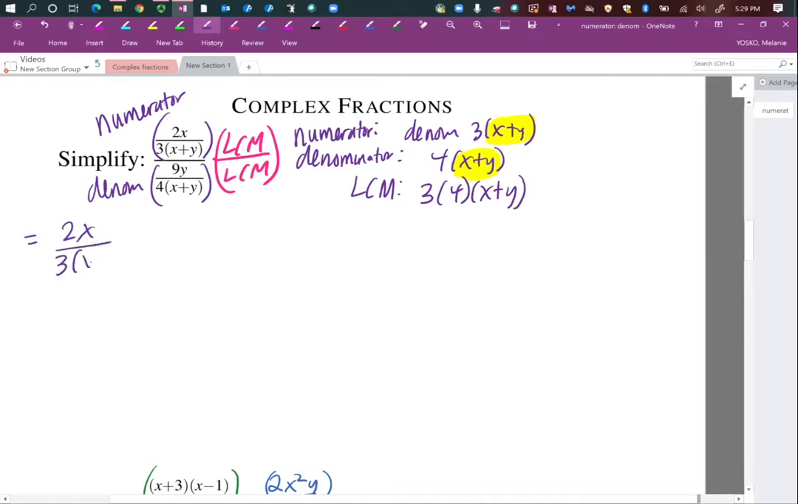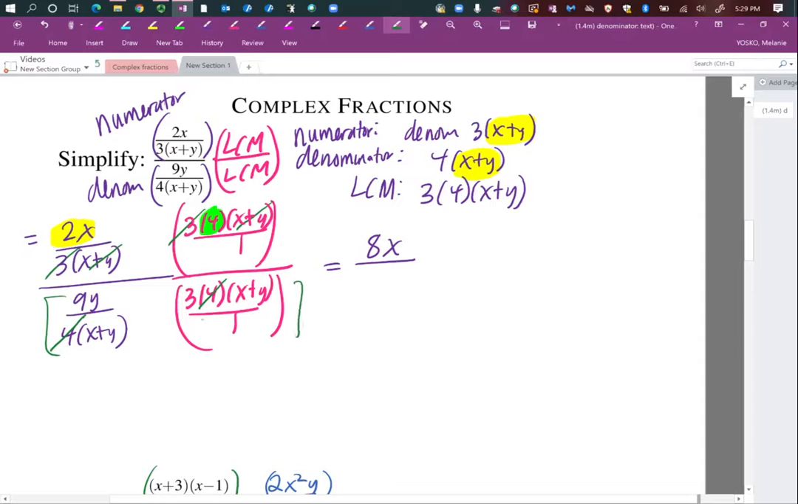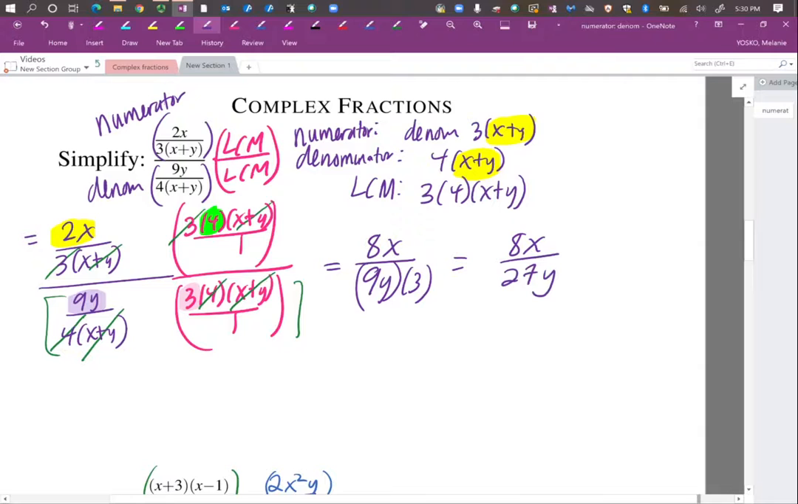So I end up with 2x over 3 times x plus y, and then 9y over 4 times x plus y. I'm going to multiply through by 3 times 4 times x plus y all over 1, divided by the same thing. And I'm going to cancel. 3's cancel. X plus y's cancel. Okay, notice I still have this, and I still have this. So I end up with 8x as my numerator. In the denominator, the 4 cancels with that 4. And then x plus y and this x plus y cancel. Okay, so you can see I'm left with this 9y. And I'm also left with this 3. So you get 9y times 3. So 8x over 27y. Just a different way to do it.